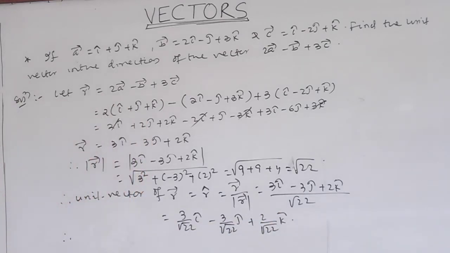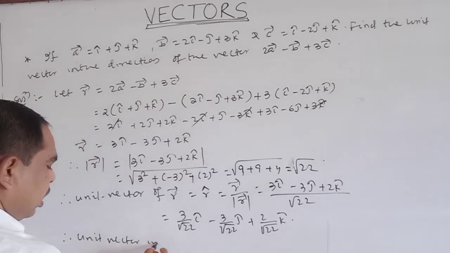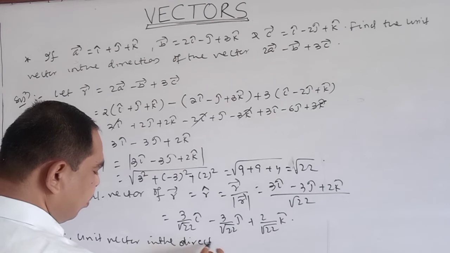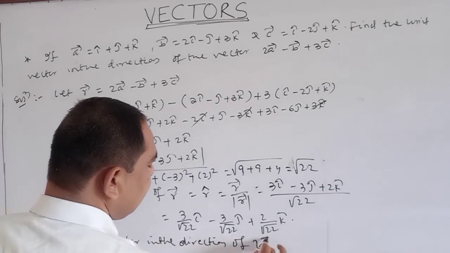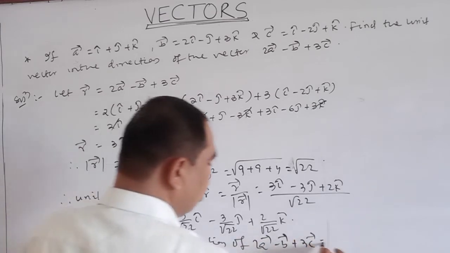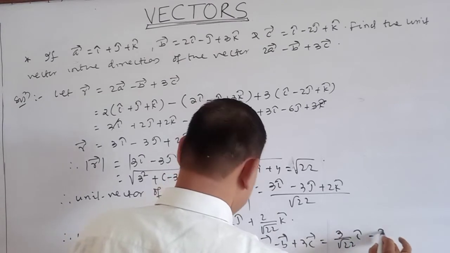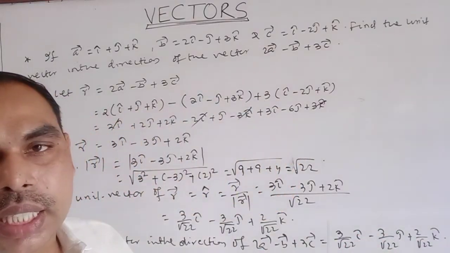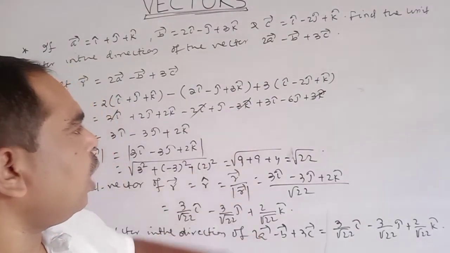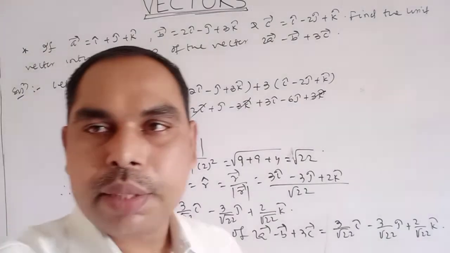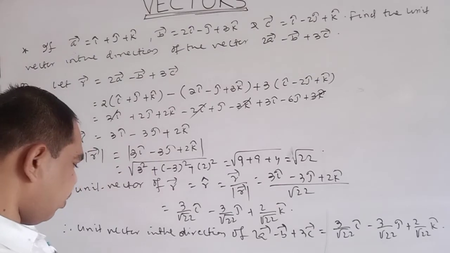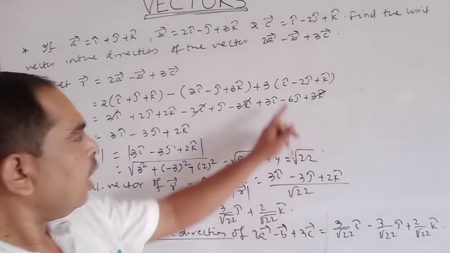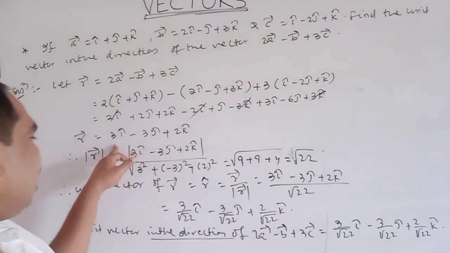Therefore the unit vector in the direction of 2a minus b plus 3c is equal to 3 by root 22 i cap minus 3 by root 22 j cap plus 2 by root 22 k cap. This is the unit vector along the direction of 2a vector minus b vector plus 3c vector. Mind it, this is the unit vector along the direction. In the direction means the sign of R remains the same, that is 3i minus 3j plus 2k.